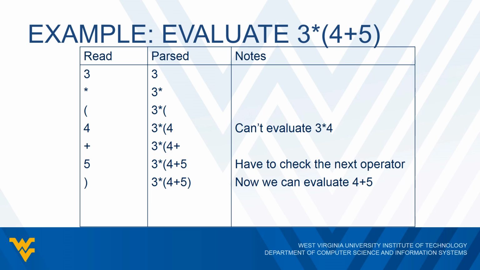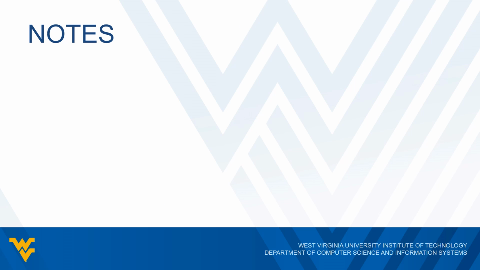We see that we do get the closed parentheses. So now that we have our parentheses completed, we can evaluate 4 plus 5. 4 plus 5 evaluates to 9, so our expression is now 3 times 9, and we can easily evaluate that expression. This gives us 27. And we see we're at the end of our expression, so our final result is 27.